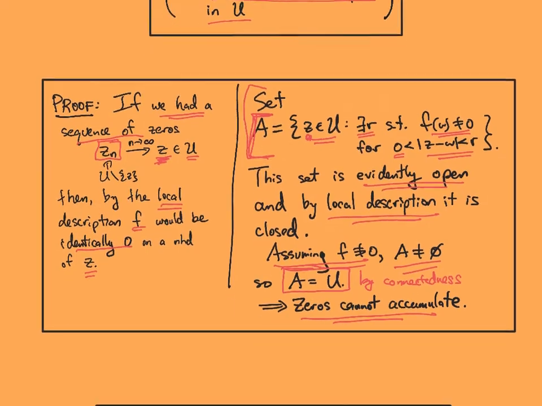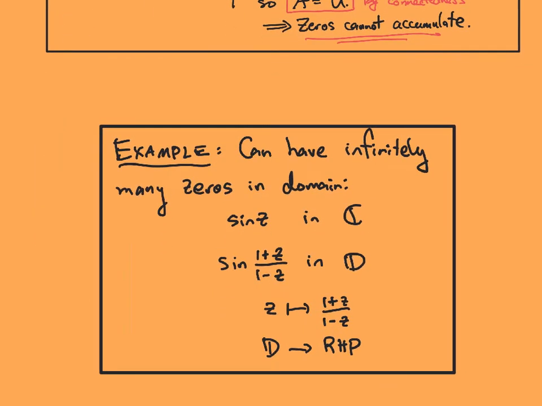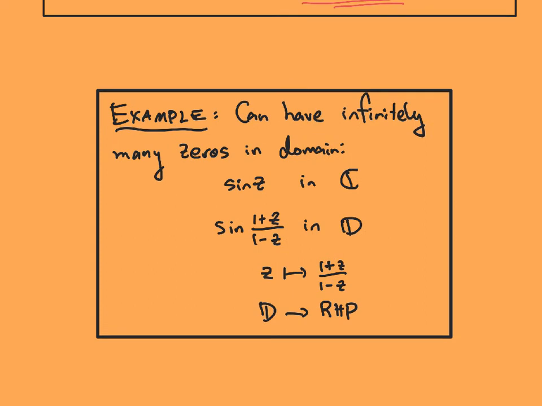It is worth pointing out that we can get infinitely many zeros in a domain, but they have to tend to the boundary or tend to infinity. So certainly sine of z in the complex plane has infinitely many zeros, but they don't accumulate, they head off to infinity. We can modify this to get infinitely many zeros on a set like the disk. Here I've plugged in a fractional linear transformation that maps the disk to the right half plane. So we'll get infinitely many zeros on the disk for this function, because I can hit all of the zeros of sine that happen to be on the positive reals.